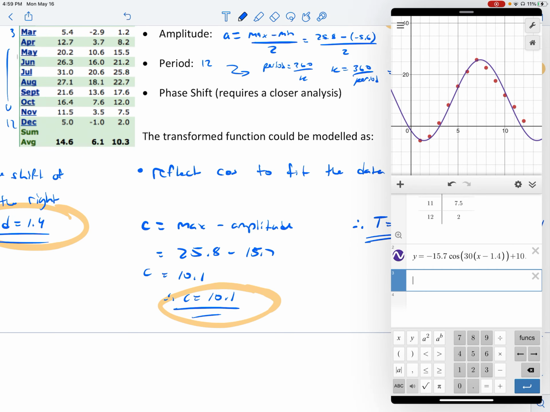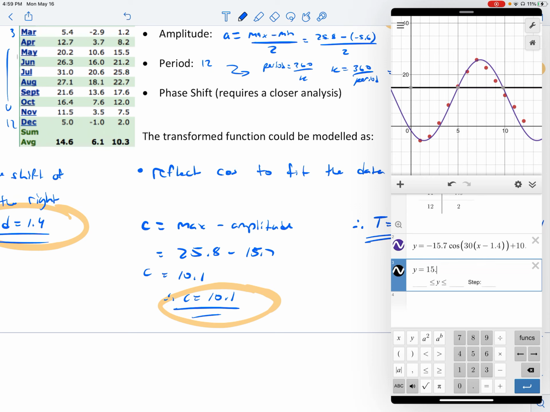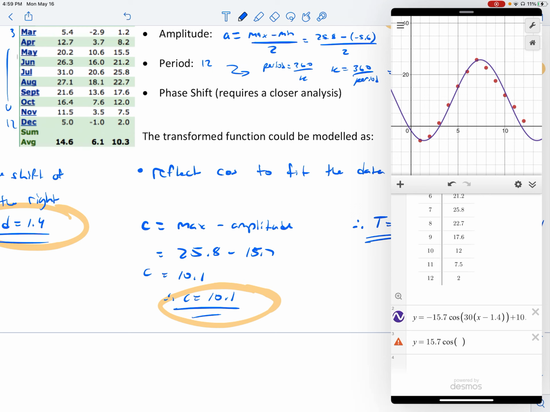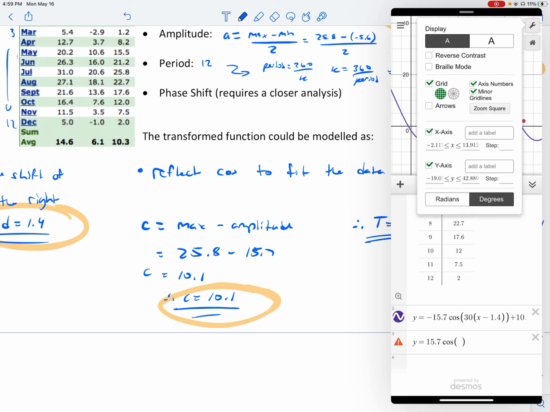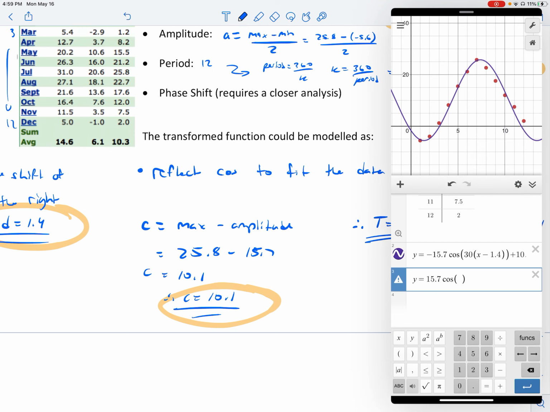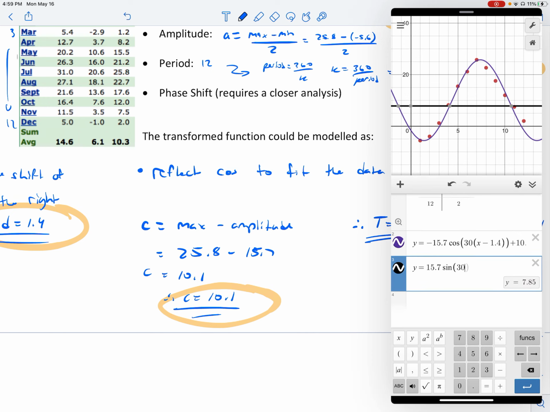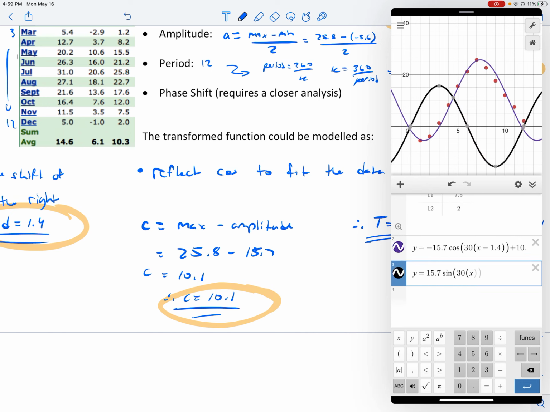So we're going to do a second one here. I'm just going to use a positive amplitude this time. And I'm going to use cos. Okay, make sure your settings is in degrees. So you're going to use cos. Everything stays the same. Sorry, we're going to use sine. Everything stays the same except for our phase shift, right? So we'll figure that out in a second.